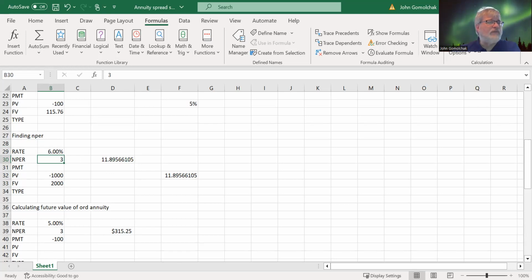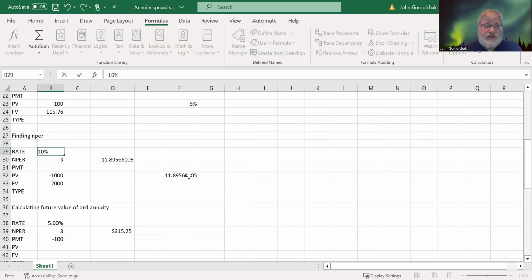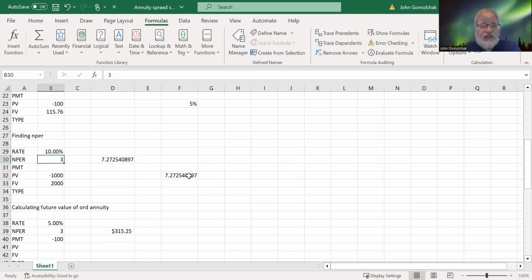The question continues on. How long would it take if the rate were 10%? All we have to do is go back in here, change that to 10%. 7.27. Yep, 7.27 is what the book says.